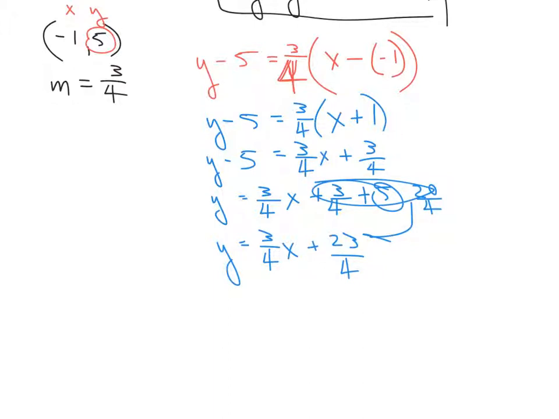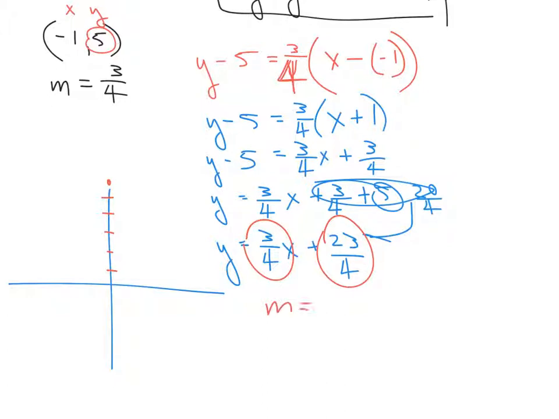We just wrote that equation that we started with in slope-intercept form. Okay, that's the equation of a line. And then you can graph it without any problem because we know it crosses the y-axis at 23 over 4. 23 over 4 is, gosh, what? 5 and 3/4. 1, 2, 3, 4, 5 and 3/4. So it crosses there.